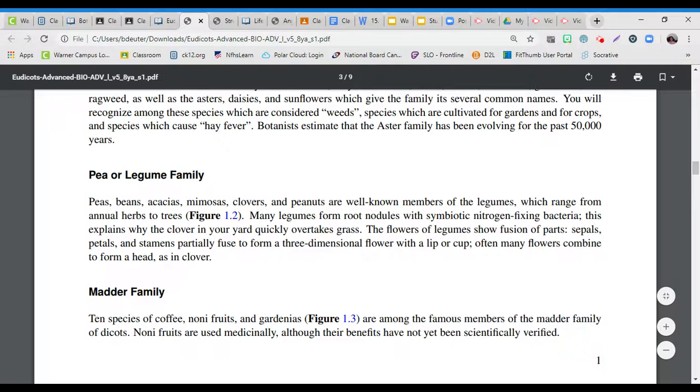Then we go into our pea/legume family. These are your peanuts, your clovers, your beans. This is what we're really familiar with. They produce a nice protein with their plants. So legumes are actually a very nutritious protein.